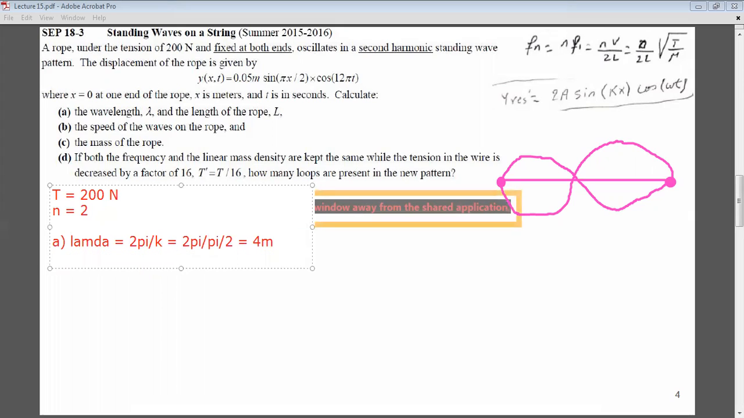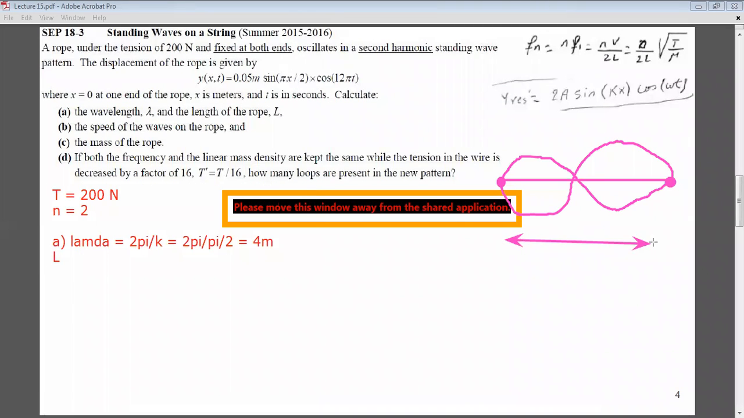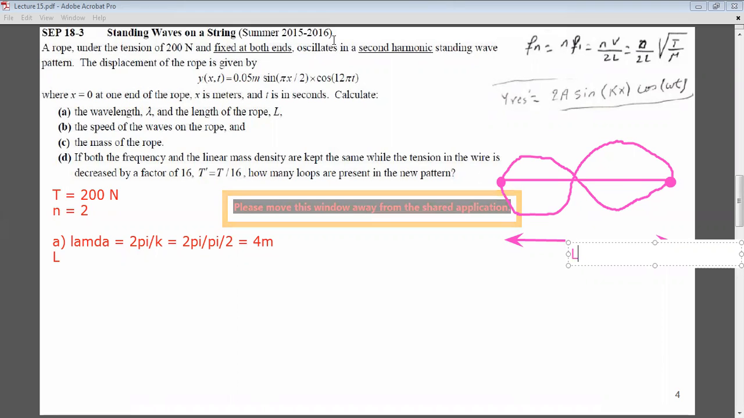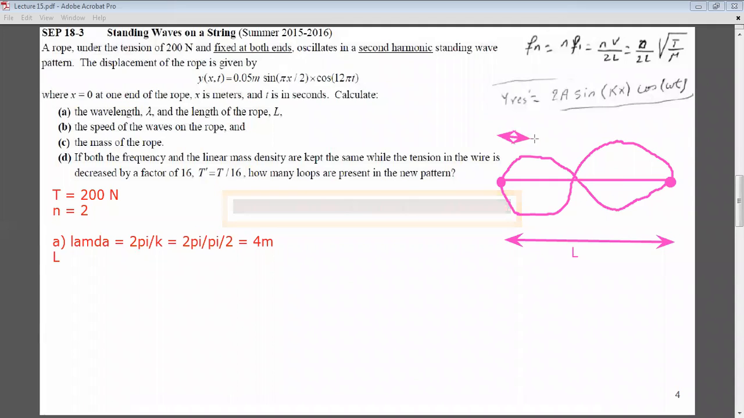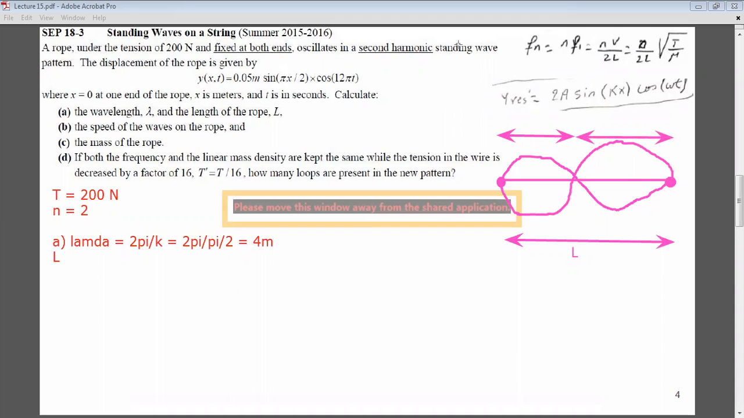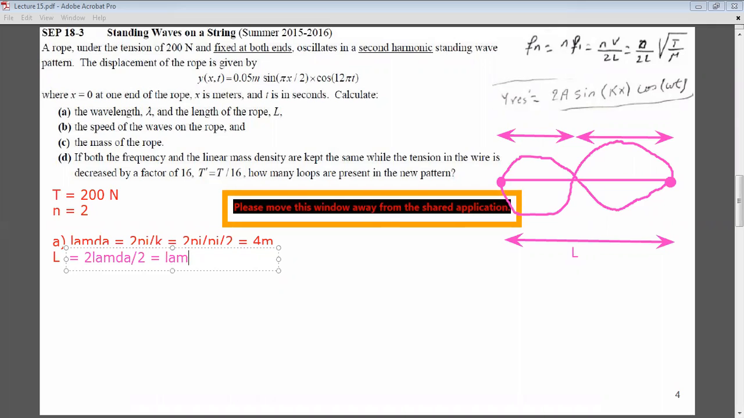Part A, second part, L. We are still in A, but now we need to get L. So notice here, L is this distance from here to here. And L here is how many lambdas? From one node to another node is lambda over 2. So this is lambda over 2, and this is another lambda over 2. So L is equal to lambda over 2 plus lambda over 2, which is lambda, and this is equal to 4 meters. So we found L.